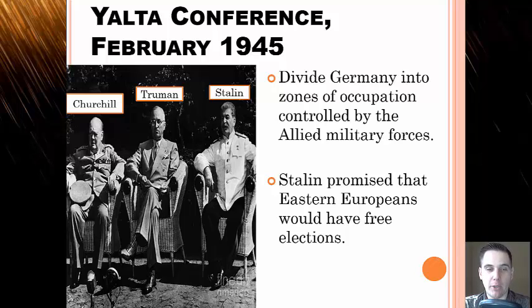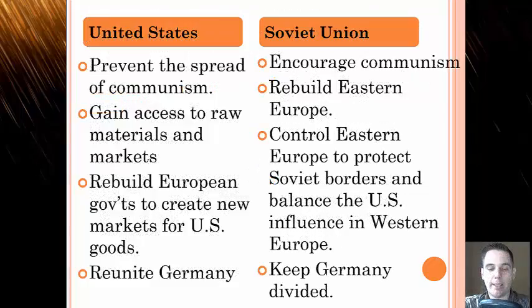The Western countries, like England and the US, would control the western half, and Russia, the Soviet Union, would control the eastern half. Now, in this division, in this compromise, Stalin promised that those living on the east half of Germany would have free elections and that he would not impose communism upon them. Unfortunately, Stalin had no interest in keeping that promise.